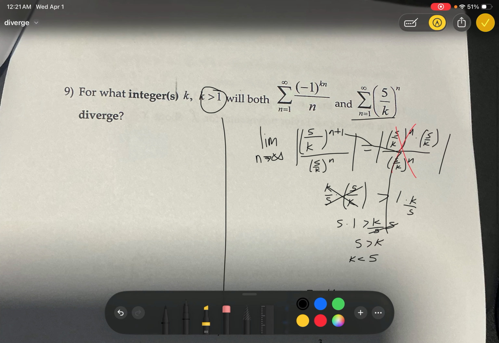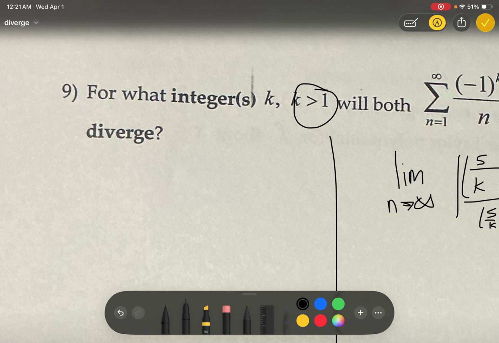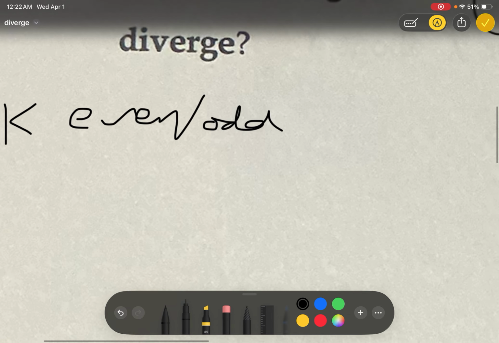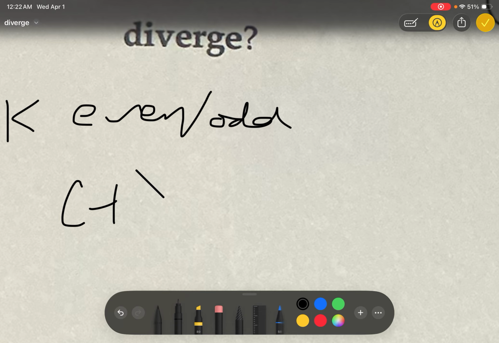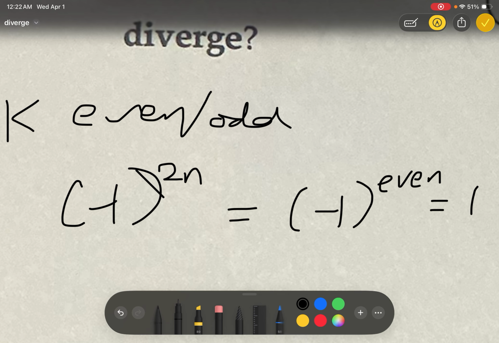So what integers for this will diverge? We're going to move on to this alternating problem. So we're going to test two things. Is it going to diverge when k is even or odd? So I wrote that messy. -1 times 2 to the n. So they're going to make k even. Remember that anytime you multiply a number by an even number, it's always going to give you an even number. And -1 to an even number is just going to give you 1.